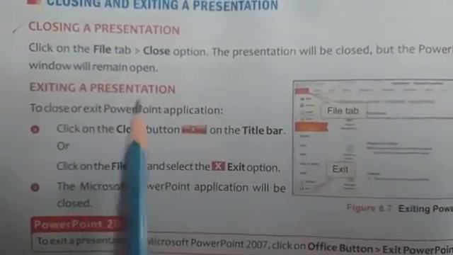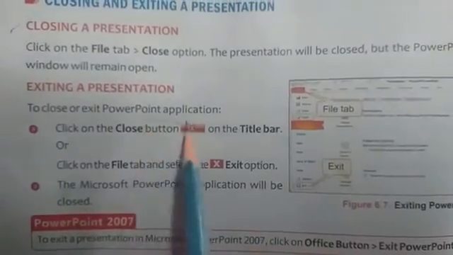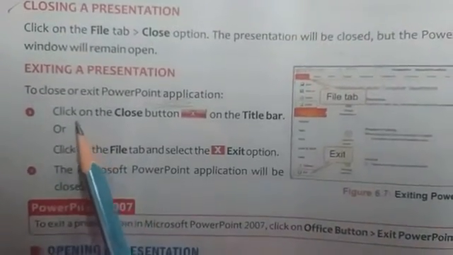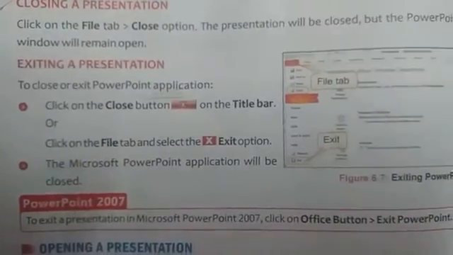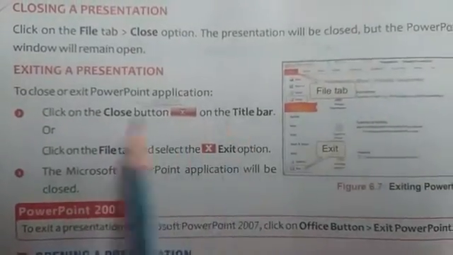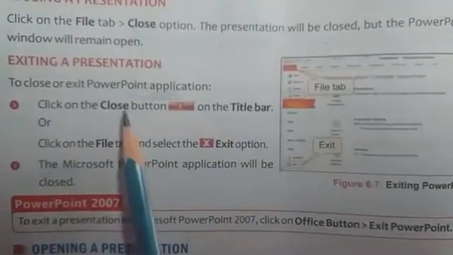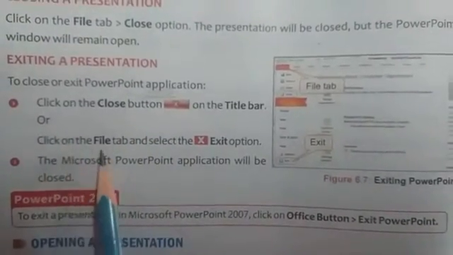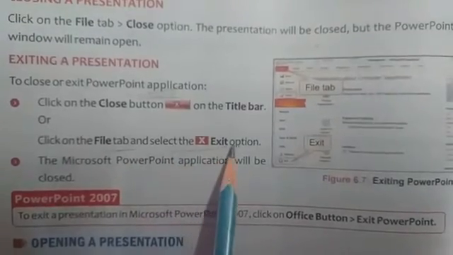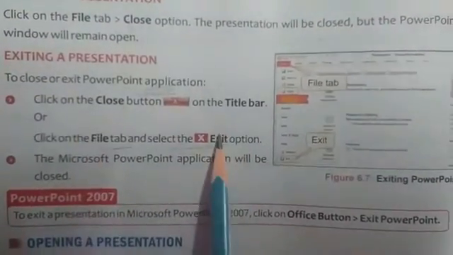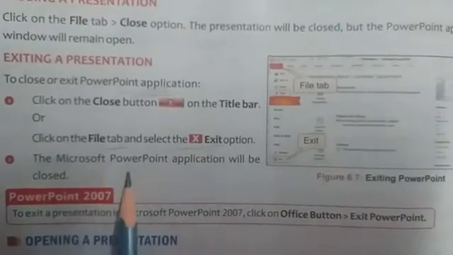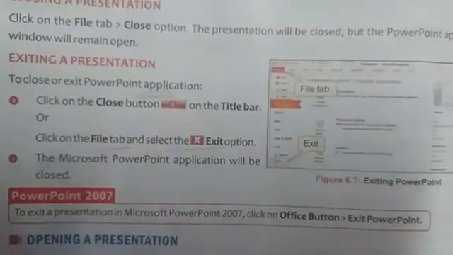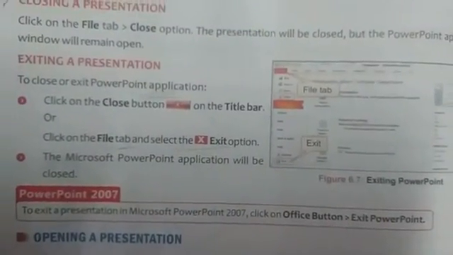Yes, exiting a presentation. To close or exit the PowerPoint application completely, you have to follow these steps. Click on the Close button on the title bar. You can click on the Close button directly. The second way is to click on the File tab and then select the Exit option. By clicking on the File tab, you can select the Exit option, and the Microsoft PowerPoint application will be closed. Whenever we choose this Exit option, the full PowerPoint window will be closed.